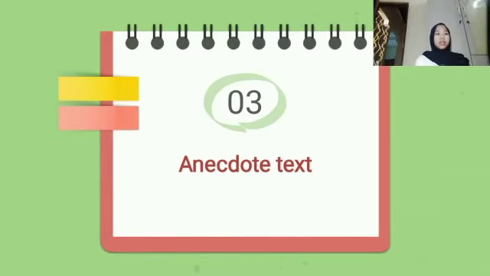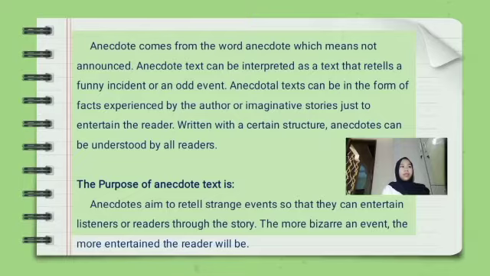Number 3. Anecdote text. Anecdote comes from the word anecdote, which means not announced. Anecdote text can be interpreted as text that retells a funny incident or an old event. Anecdote text can be in the form of a factual experience by the author or an imaginative story just to entertain the reader. Written with a simple sentence structure, anecdotes can be understood by all readers.